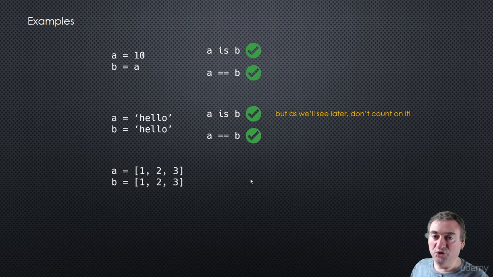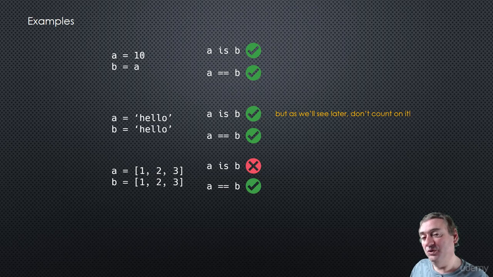Now let's take a look at two mutable objects. We know that these will definitely be different memory addresses. These are mutable objects, so even though we've created them with the same values, Python isn't going to use a shared reference here. And so a is b will return false. However, the two lists are actually equal in terms of values, and so a == b will return true.